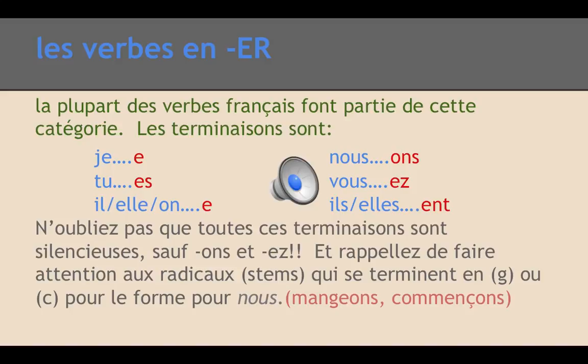Please remember that all of those endings are silent. You do not pronounce them except for the nous and vous endings. You hear the on and the a, but nothing else.